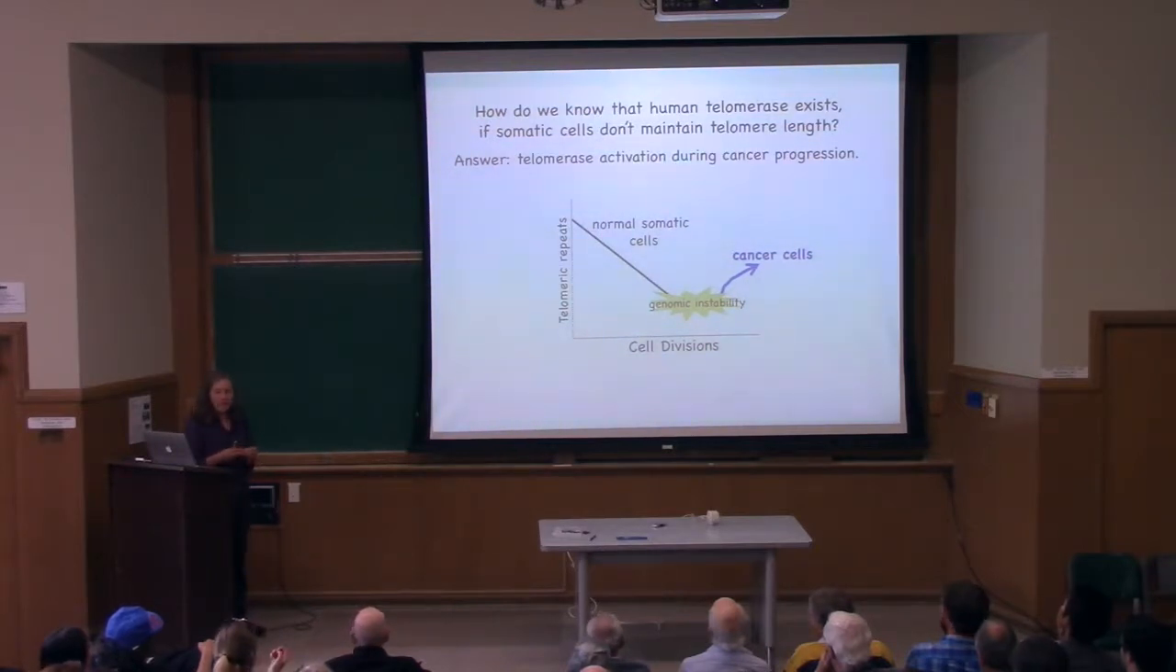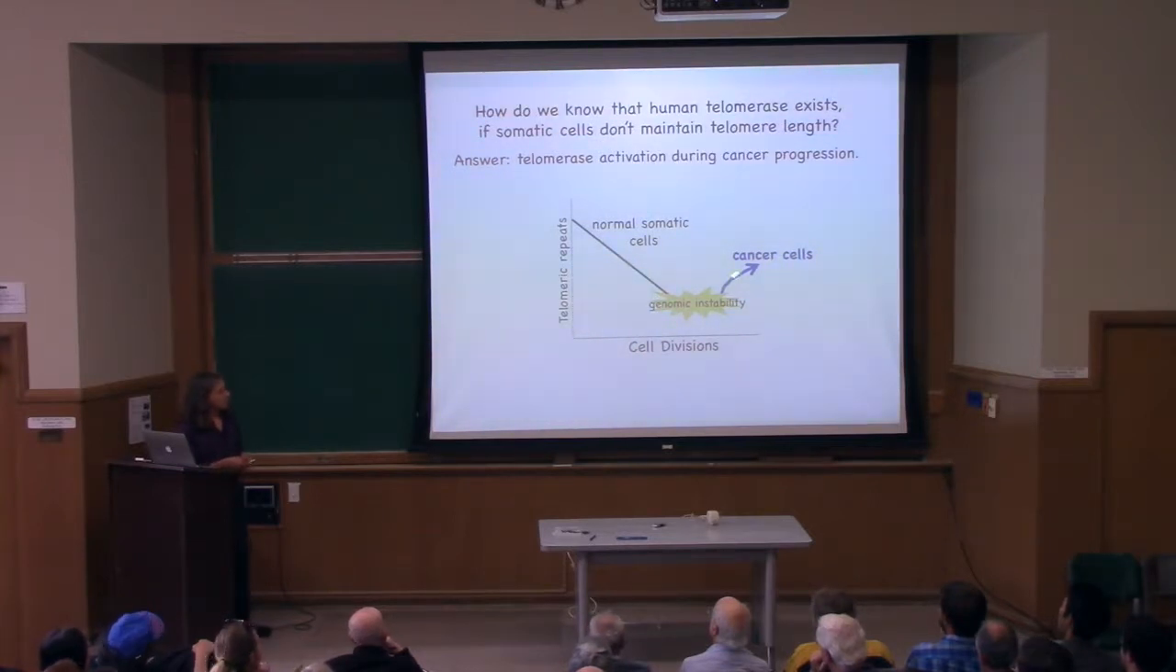And there are rampant cycles of fusing and breaking. And this rearranges the genome, it's called genomic instability. And in the process, genes get turned on and off, and at very, very low frequency, a cell can survive this, and if it does, and if it activates telomerase, it can become cancer.